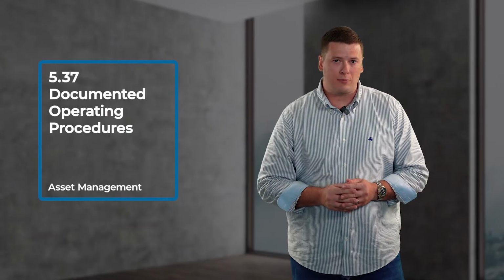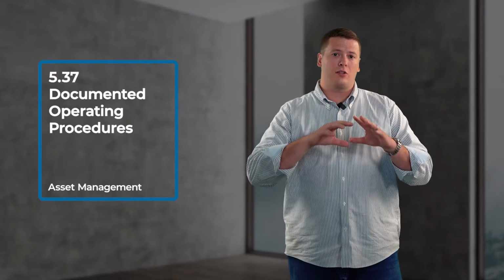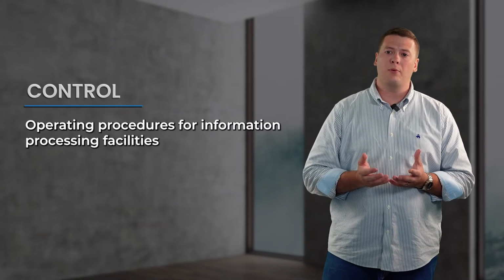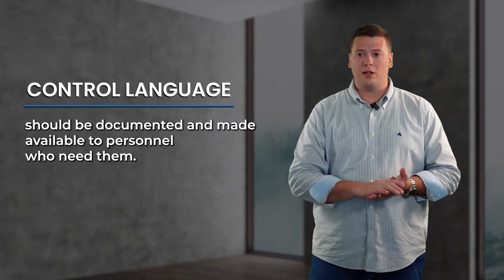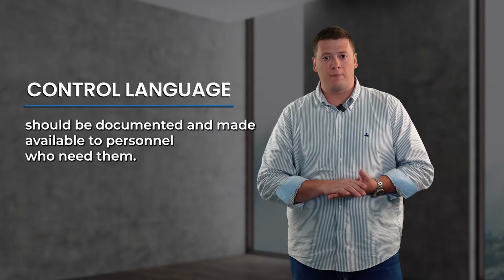The next one is 5.37, documented operating procedures. This one covers all documented operating procedures. So the control language reads, operating procedures for information processing facilities should be documented and made available to personnel who need them. Again, this is a broad control, but you should sit down and determine what are the procedures that we need to have documented.